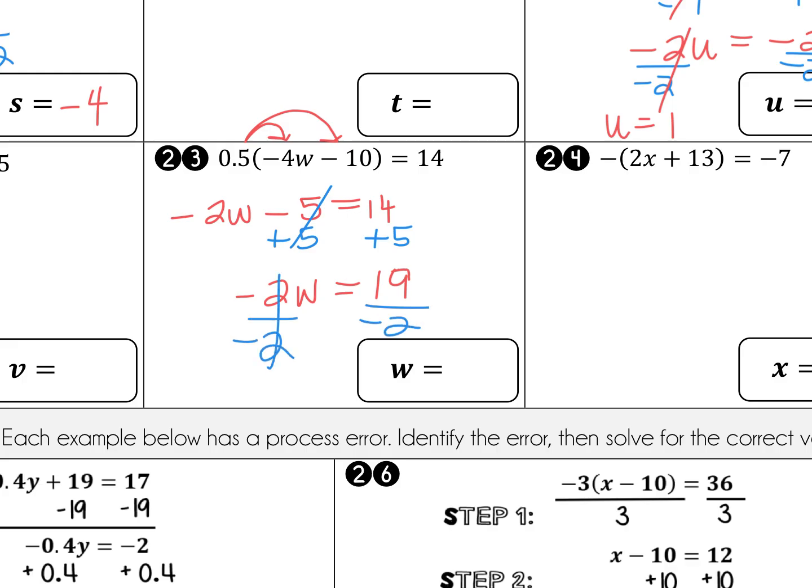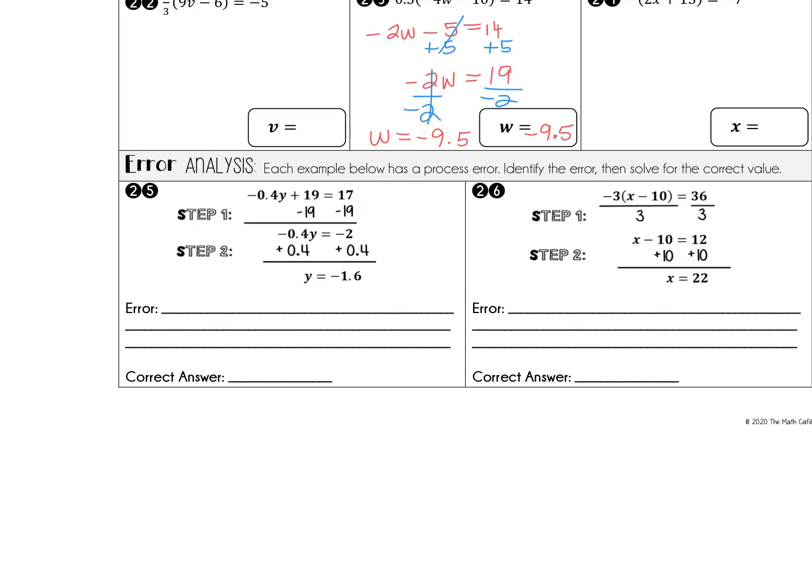We're dividing because it's the opposite of multiplication. That gets us a little bit closer here. We're so close, w on the left side, and then we'll do 19 divided by -2. I would encourage you to check your solution. I just did using my calculator, so I know for sure that w is equal to -9.5. All right, and the last one we'll do together is number 25.